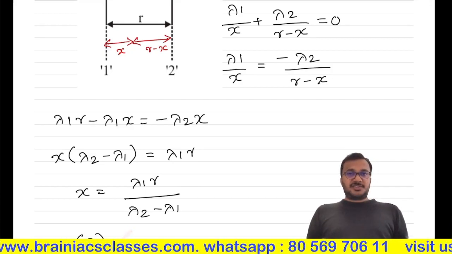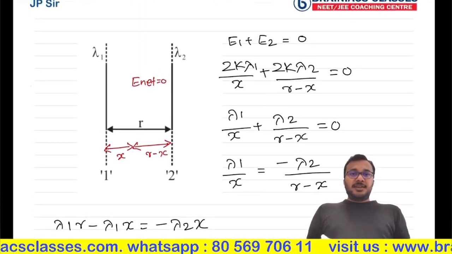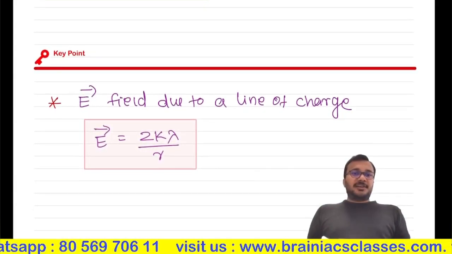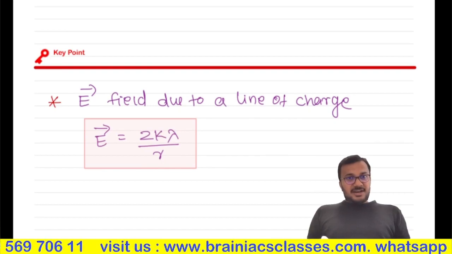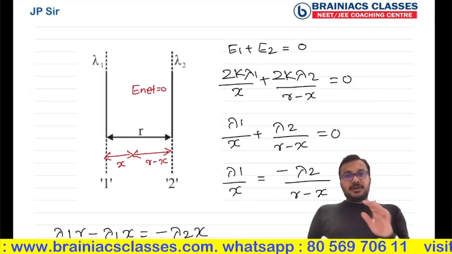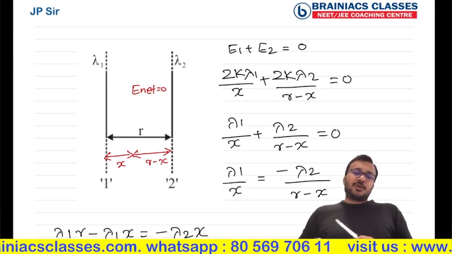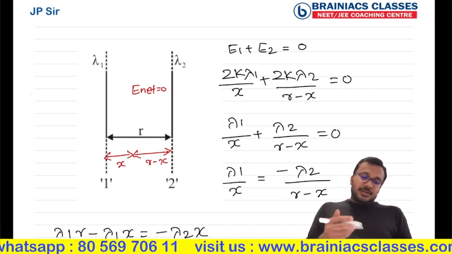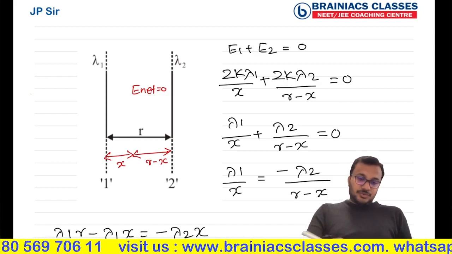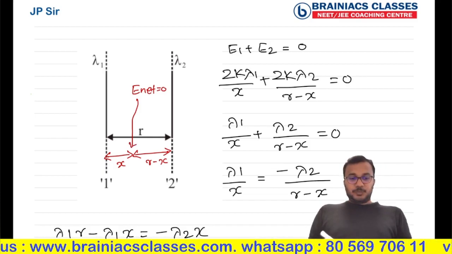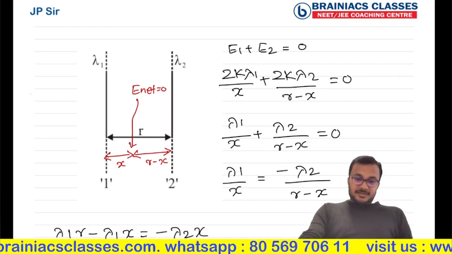Option number 3 is the right answer. It is simple if you know the formula. At what point is the electric field equal to 0? For a line charge the field is 2k lambda by r. Substituting that here, we took one point as x, then calculated x with E net equal to 0. So the electric field is equal to 0 at this particular point. That is the logic behind this question.